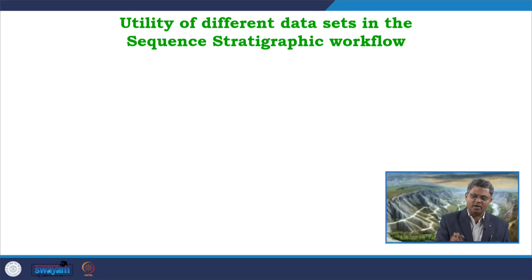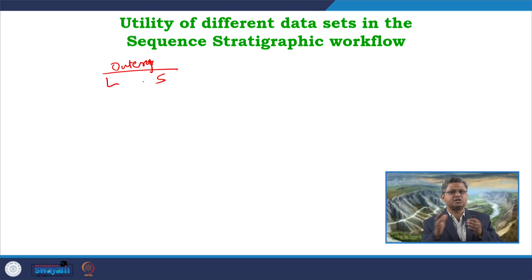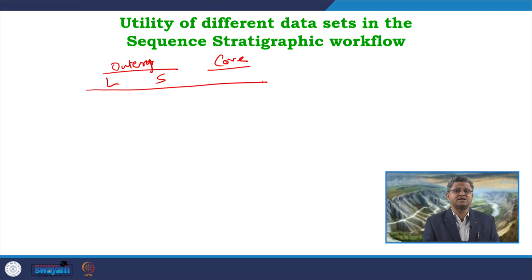So, if I try to understand how these different data sets are useful in a sequence stratigraphic workflow, for example, we can take two major aspects. One is the geology aspect. There we are getting some outcrop data, and outcrop data again can be large or small, large scale outcrop or small scale outcrops. We can get some sample data from core samples. So, in these three cases, we are getting a direct input from the rock record.